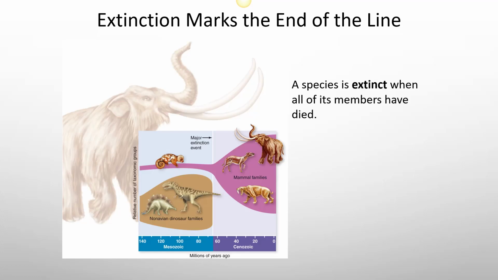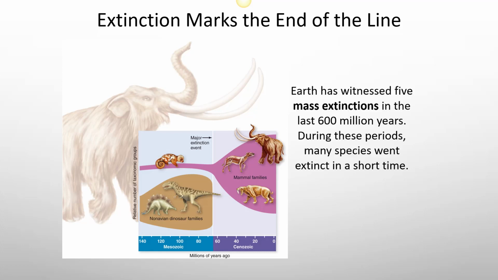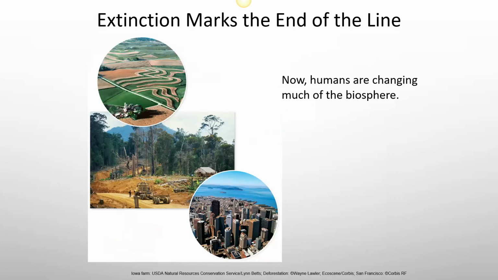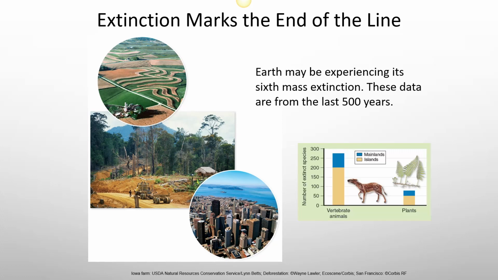A species is extinct when all of its members have died. Earth has witnessed 5 mass extinctions in the last 600 million years. During these periods, many species went extinct in a short time. The debris suspended in the atmosphere after a collision dramatically changed the environment, leading to the extinction of many species. Now, humans are changing much of the biosphere. Earth may be experiencing its 6th mass extinction, and that's the data that's been collected from the last 500 years.